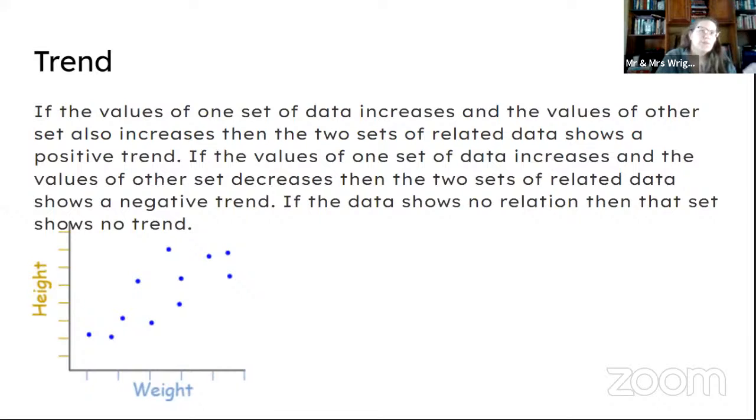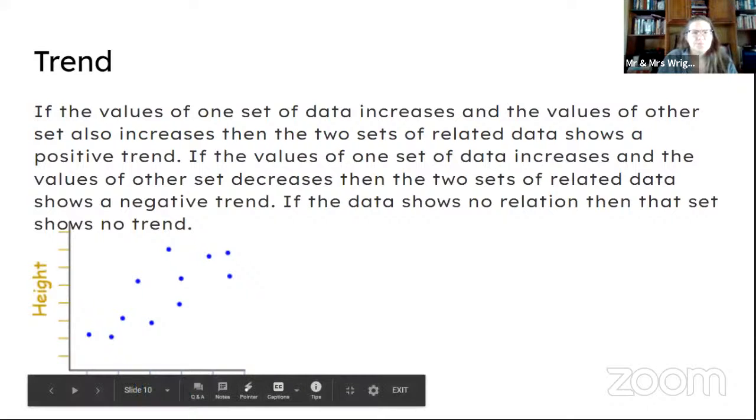If they were to both decrease at the same time, that would be considered a decreasing trend. However, if one increased and the other decreased, or sometimes it increased and sometimes it didn't, it'd be all over the place, then there would be no trend. This, however, has a positive trend.